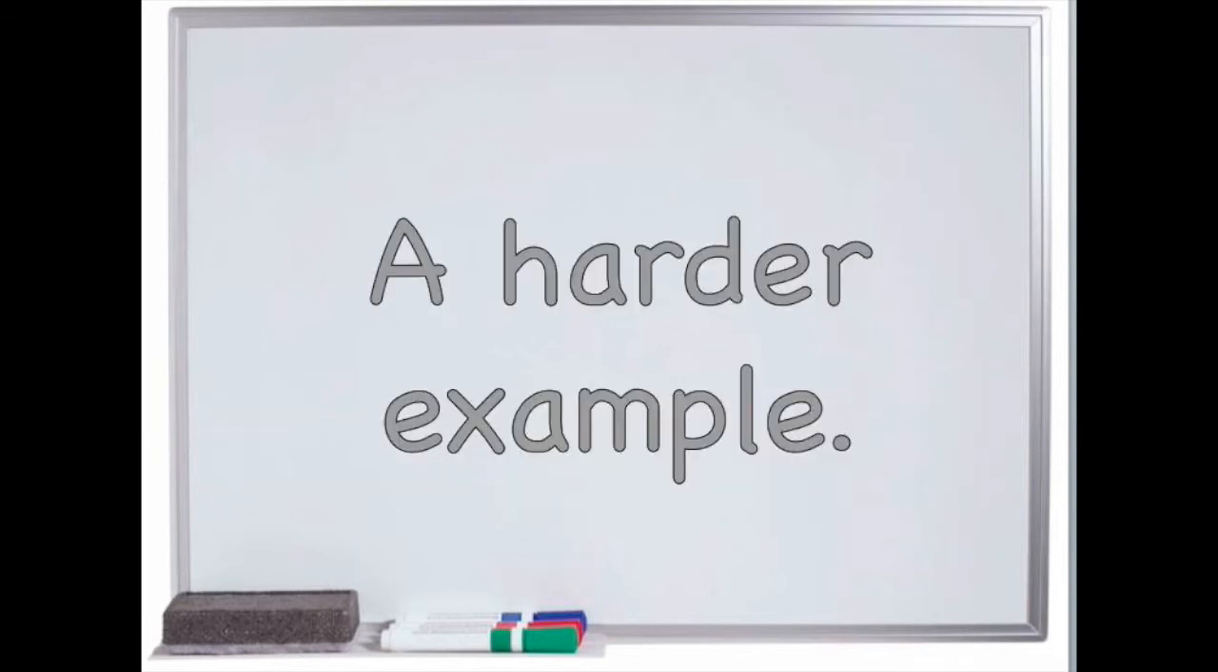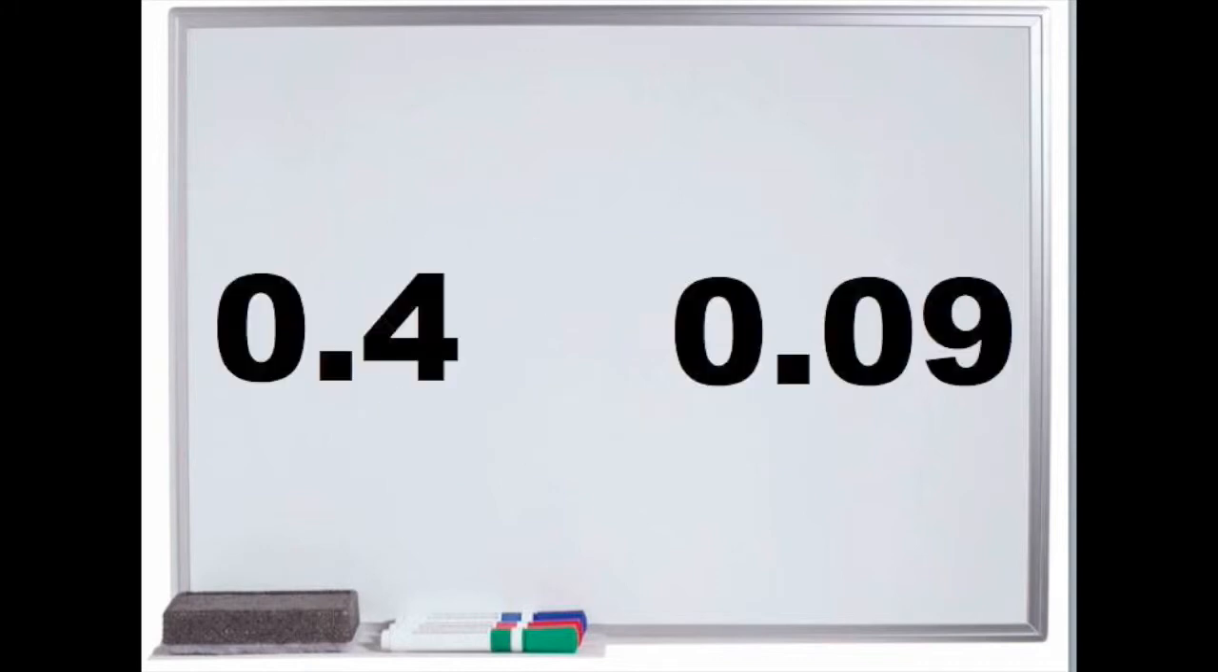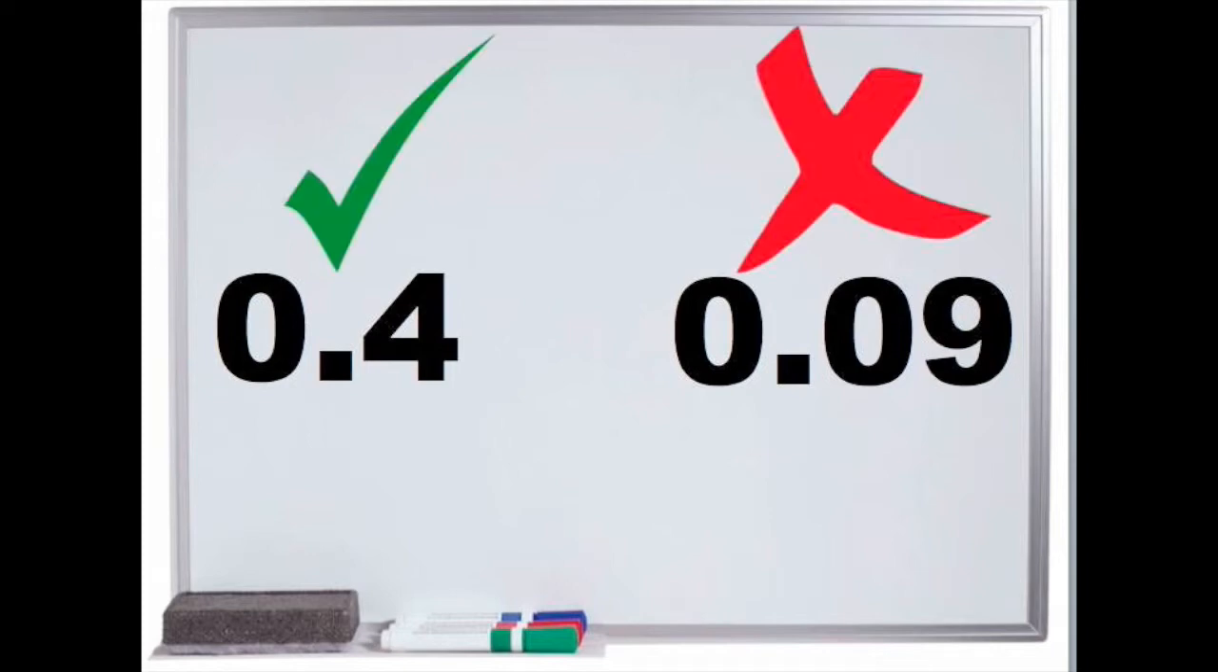Let's have a look at one more harder example. If you had to pick which of these numbers was bigger, which would you pick? The left or the right? 0.4 or 0.09? If you picked the left, 0.4, you are correct. Just because 9 is usually bigger than 4 doesn't make 0.09 bigger than 0.4.